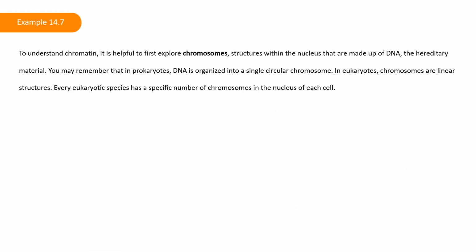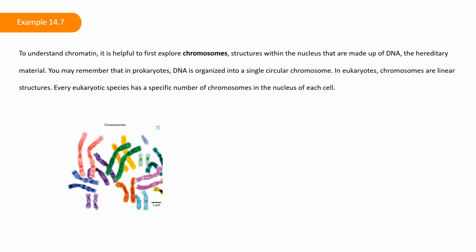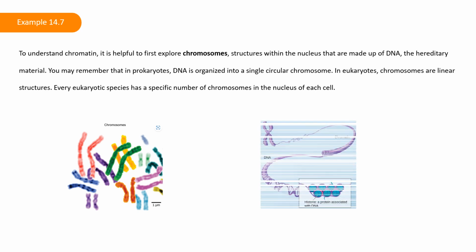To understand chromatin, it is helpful to first explore chromosomes, structures within the nucleus that are made up of DNA, the hereditary material. You may remember that in prokaryotes, DNA is organized into a single circular chromosome. In eukaryotes, chromosomes are linear structures. Every eukaryotic species has a specific number of chromosomes in the nucleus of each cell. For example, in humans, the chromosome number is 46, while in fruit flies, it is 8.